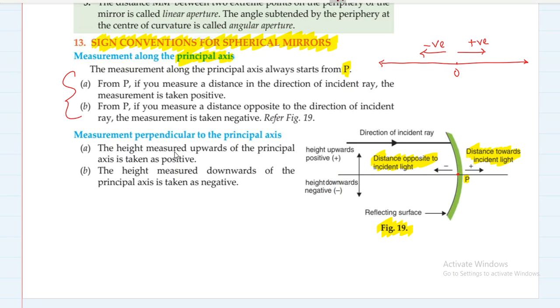Second sign convention is measurements perpendicular to the principal axis. That means along vertical axis, Y axis. जो भी डिस्टेंसेस हैं हम पोल से ही मेजर करेंगे. पोल से या फिर प्रिंसिपल एक्सिस से ऊपर की तरफ जो मेजरमेंट होंगे वो पॉजिटिव होंगे और नीचे की तरफ जो मेजरमेंट्स होंगे वो नेगेटिव होंगे. The height measured upwards of the principal axis is taken as positive and the height measured downwards of the principal axis is taken as negative. ठीक है. So these are the measurements perpendicular to the principal axis.